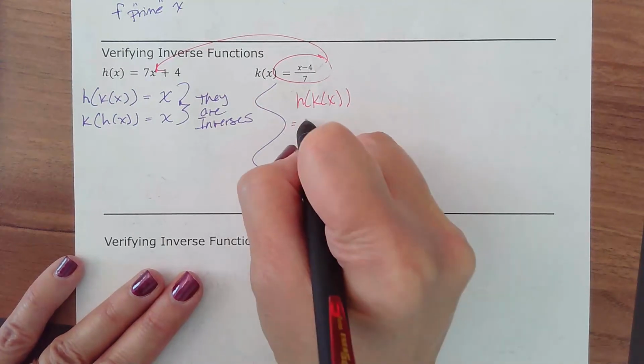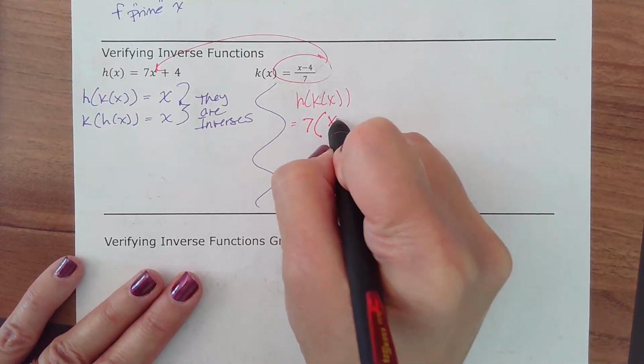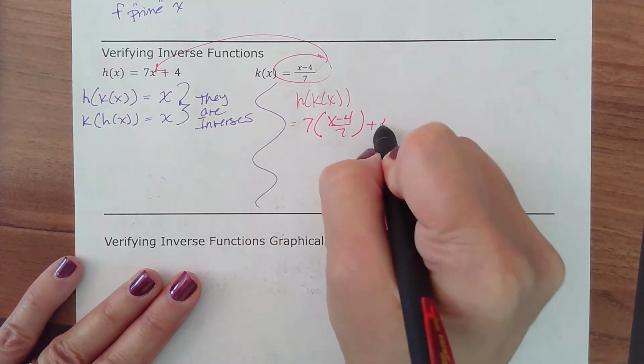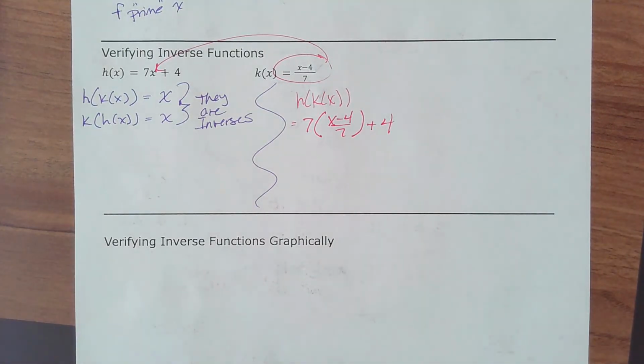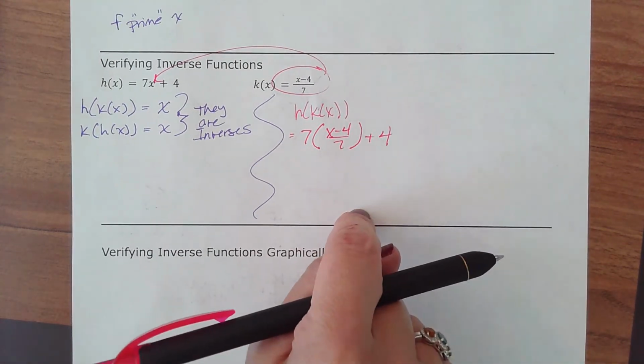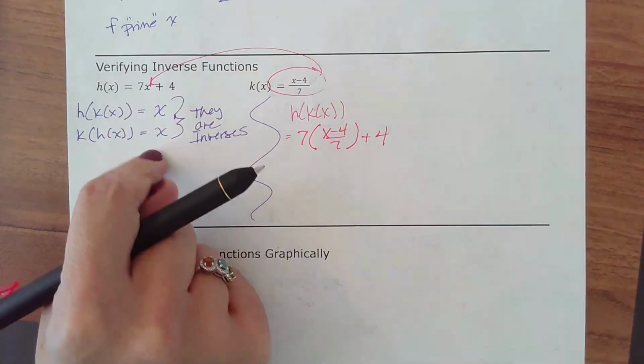So I get 7 times x minus 4 over 7 plus 4. All right, remember geometry. Geometry is all about, if you remember, we did quite a few proofs in geometry. It was about your thinking. This is not about, can you simplify this in one step in your head? I know you can. You already know the answer to this question. It's x, right? I already told you.